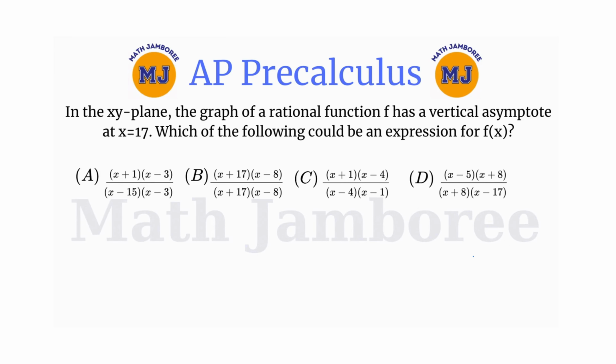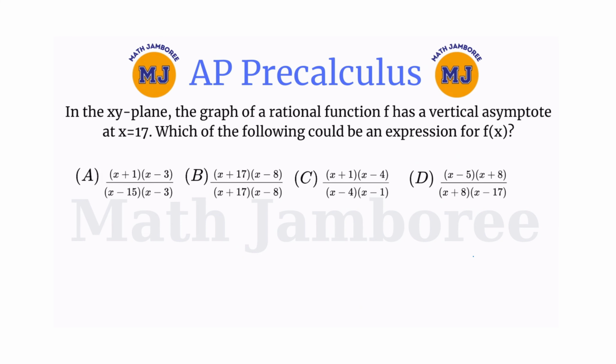In this video, we have another AP Precalculus type of question from the topic of rational functions and vertical asymptote. Let's solve it together. In the xy plane, the graph of a rational function f has a vertical asymptote at x equals 17. Which of the following could be an expression for f of x?